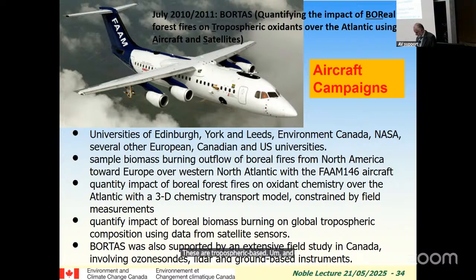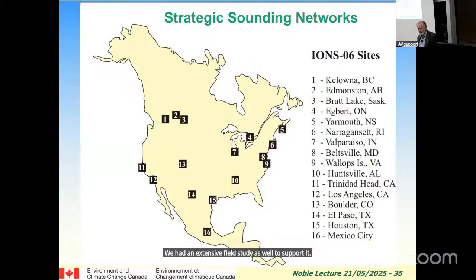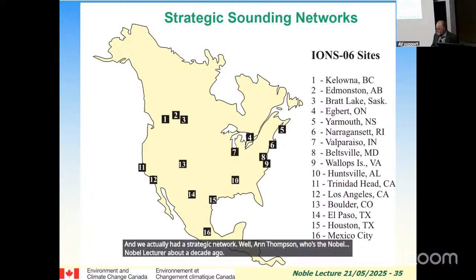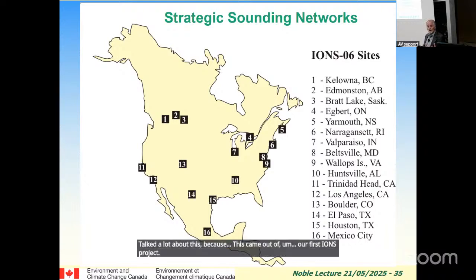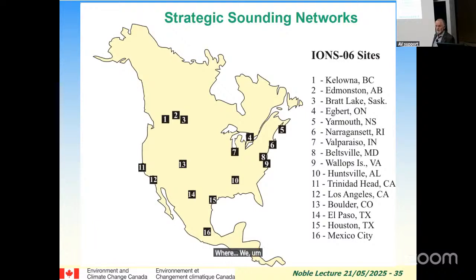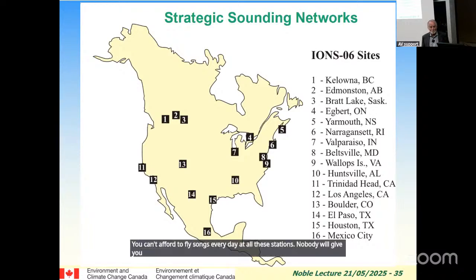And this is just one example from a project a few years ago. We had an extensive field study as well to support it. And we actually had a strategic network. Ann Thompson, who was the Nobel lecturer about a decade ago, talked a lot about this, because this came out of our first IONS project, where we contributed some sondes from Canada. They had stations in the States. We augmented the number of sondes for a short period. You can't afford to fly sondes every day at all these stations. Nobody will give you enough money for that.